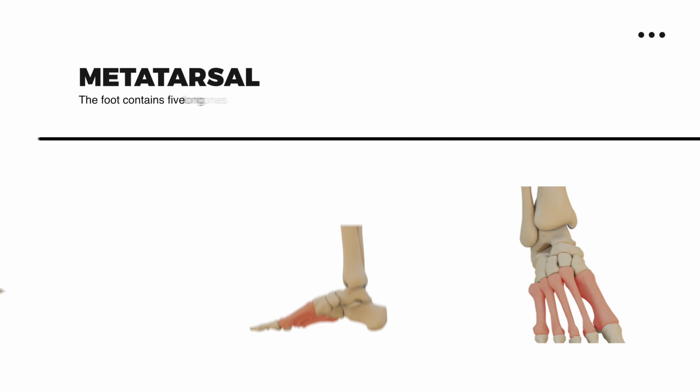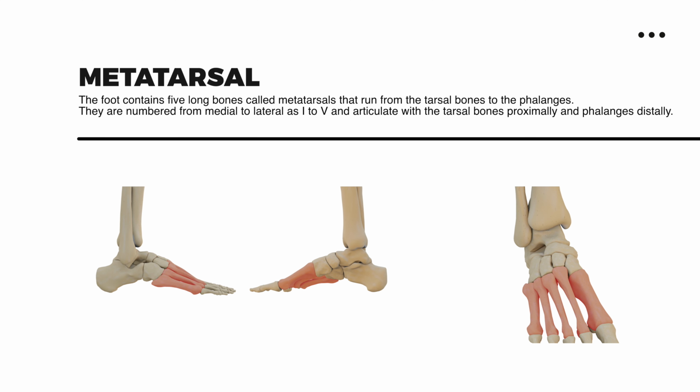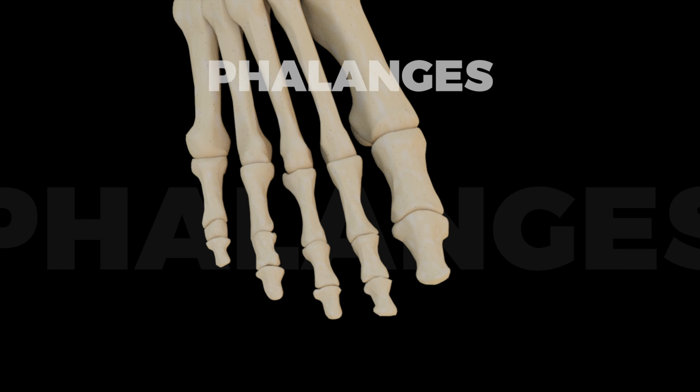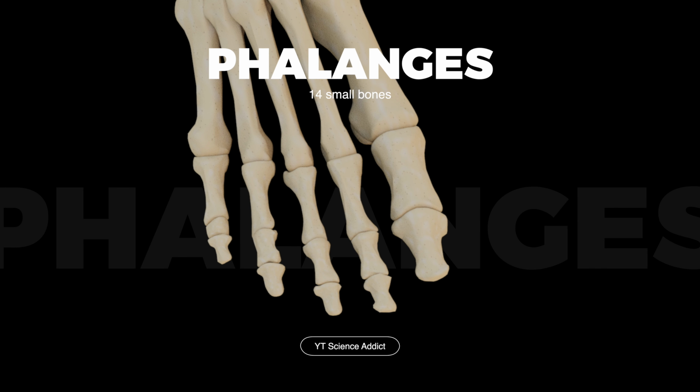The foot contains 5 long bones called metatarsals that run from the tarsal bones to the phalanges. They are numbered from medial to lateral as I to V and articulate with the tarsal bones proximally and phalanges distally. There are 14 small bones called phalanges that form part of the toes.